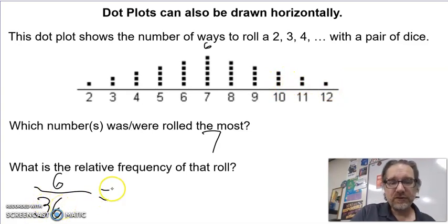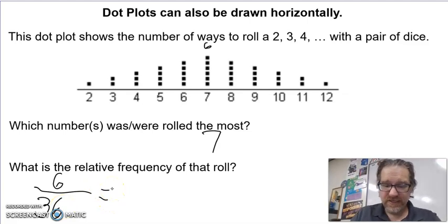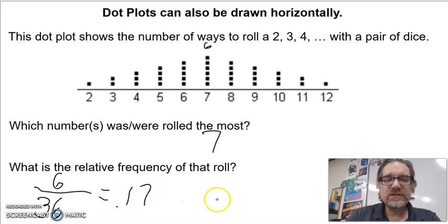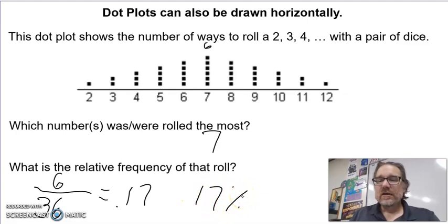I put that into my calculator. It will give me a decimal, and that decimal comes out to 0.166666666 forever. So it's about 0.17, which is 17%. So 17% of the time when I roll the dice twice, or 2 dice, I will get a 7.